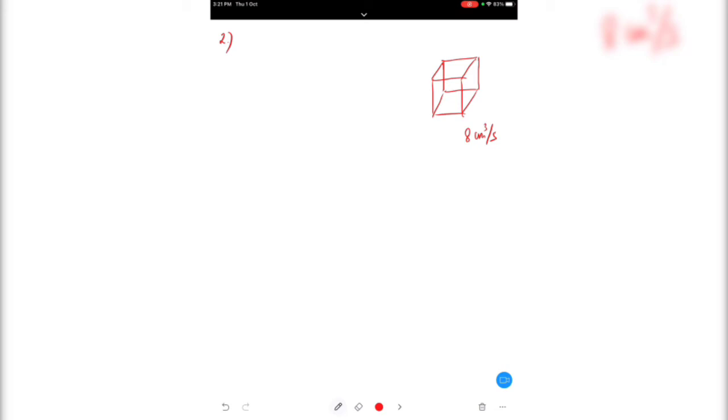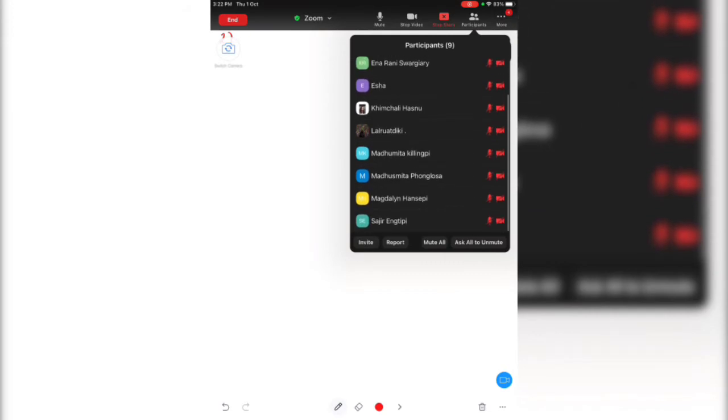Can anybody tell me whose value is 8 centimeter cube per second? Just give a guess. Whose value is given? Rate of change of volume is given. Look here. Centimeter cube is a unit of what? Guys, tell me first. It's a unit of volume.